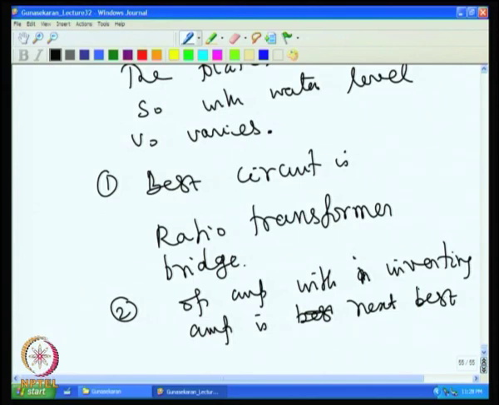So, with this I will stop the capacitance measurement technique. In the next class we will see A to D converter and D to A converter construction, and then usage details in detail. Thank you.